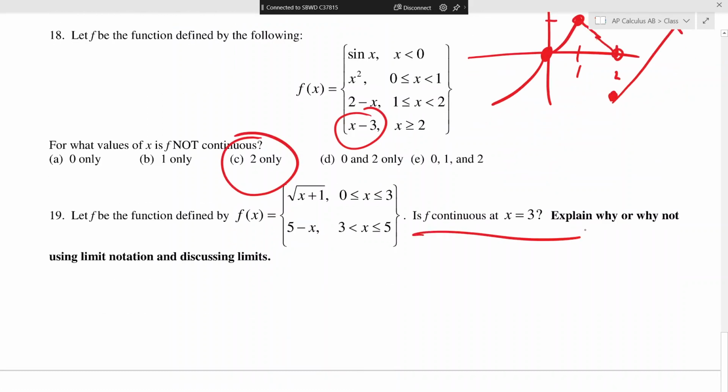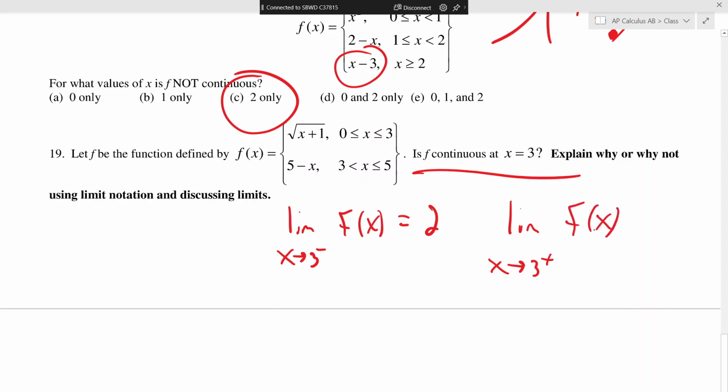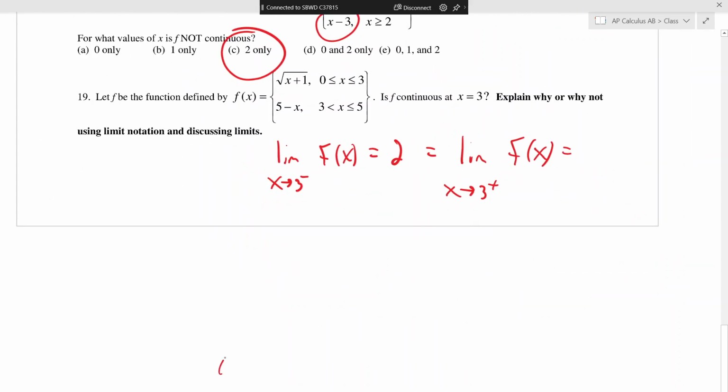Is f continuous at 3? We know how to do this. If you put 3 into here, you get 2. So ready? Check us out. The limit as we approach 3 from the left of f of x, is that 2? Yes. The limit as we approach 3 from the right of f of x, that would be this function, right? That's also 2. So these are equal to each other, right? What does this show right here? It doesn't show continuity. It shows that both sides go to the same place.